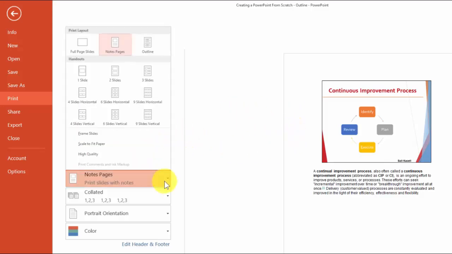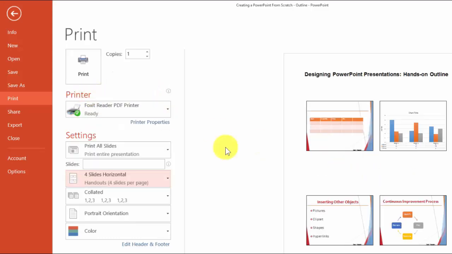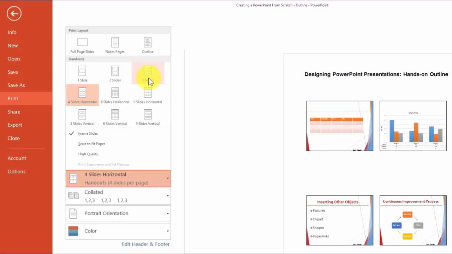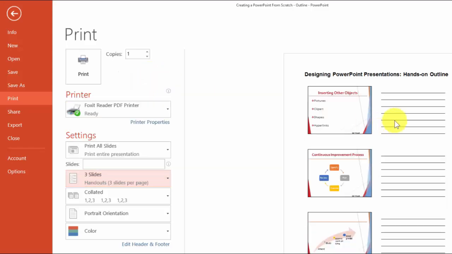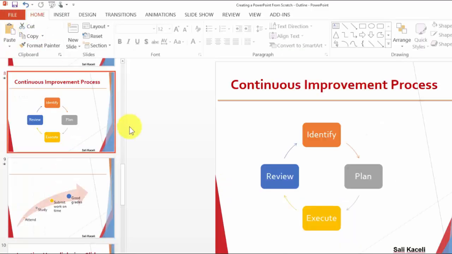And then if you wanted to print the audience notes, let's say you want them horizontally, it's going to print them like that. So you can customize this for the audience to take notes, and so on. So that's how you add notes to a presentation, and also how to print those notes.